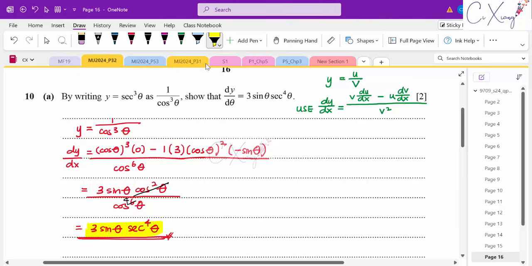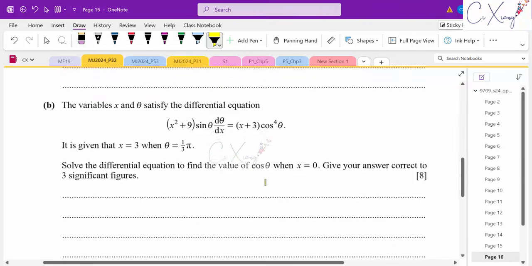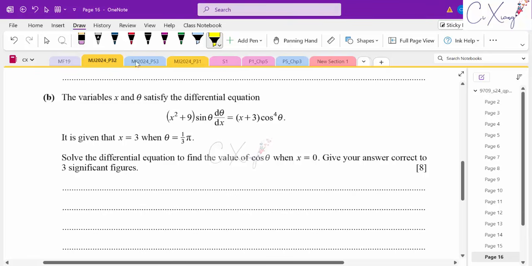Okay, so this is all you have for part A. Then let's continue to part B. For part B, they say that variable x and theta satisfy this differential equation. And they have given us some initial value here. Then solve the differential equation and find the value of cos theta when x equals 0. Give your answer correct to 3 significant figures.